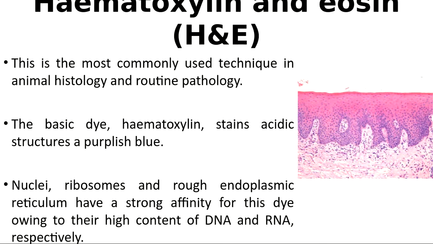You should know the name hematoxylin, and it stains acidic structures and is purplish blue. Since it is a basic dye, it will stain acidic structures, and it will stain the nuclei, ribosomes and rough endoplasmic reticulum also. So it has a strong affinity for this dye. The hematoxylin is a basic dye, so it will stain acidic structures and it is blue in color.